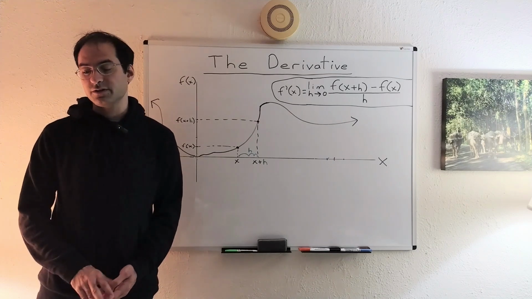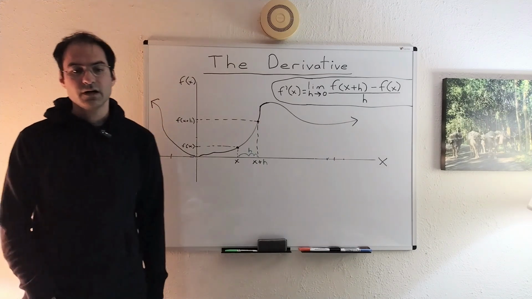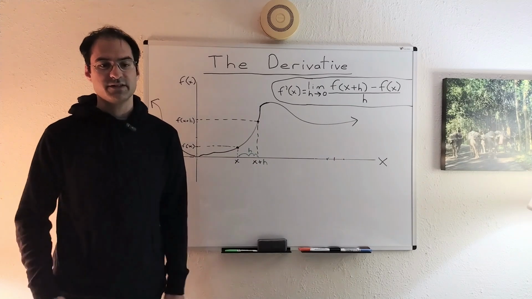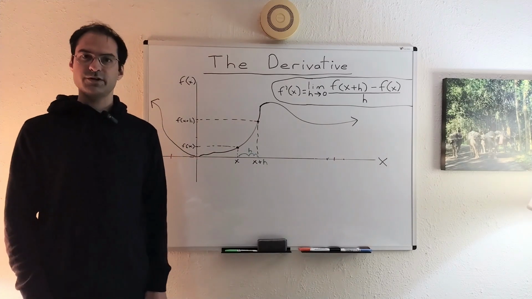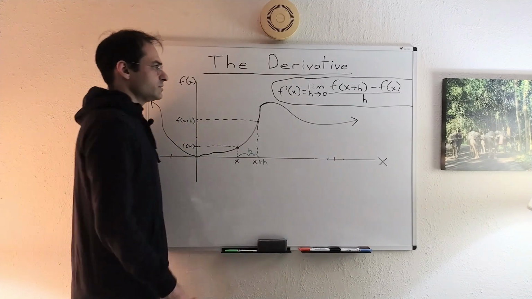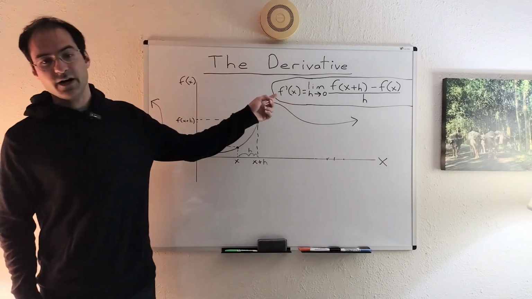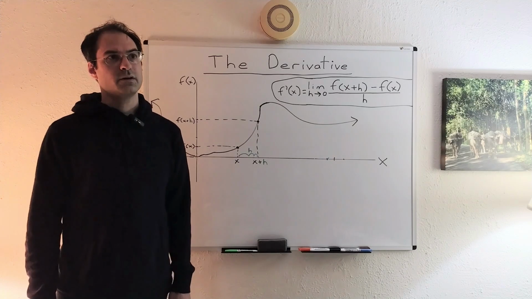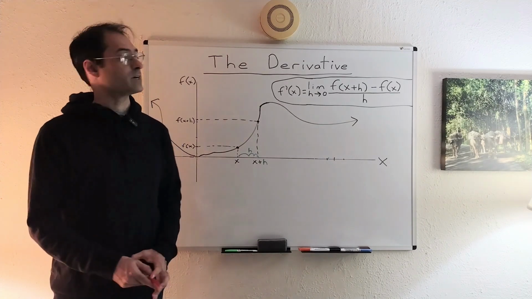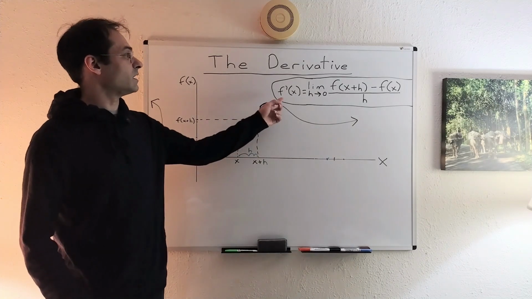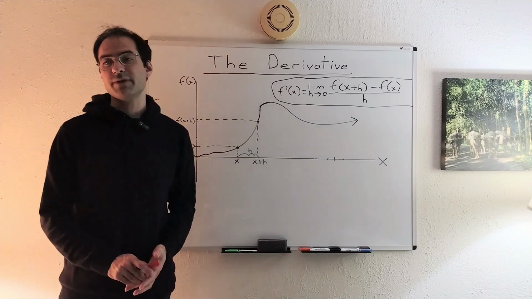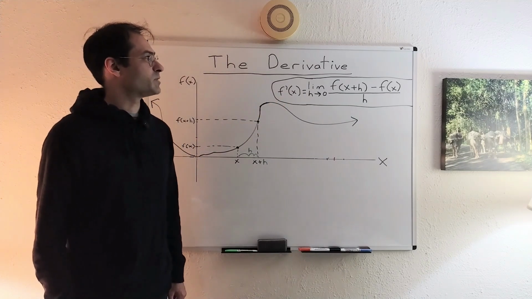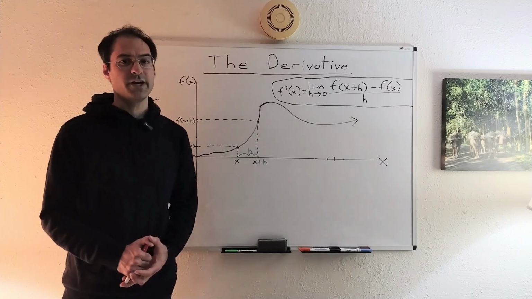So in this video, we're going to look at the derivative, and then we're going to look at a way we can express it that might be a little different from what you're used to seeing. So this here is what you'll see in most beginner calculus textbooks. The derivative denoted f prime of x is equal to the limit as h goes to 0 of f of x plus h minus f of x over h.